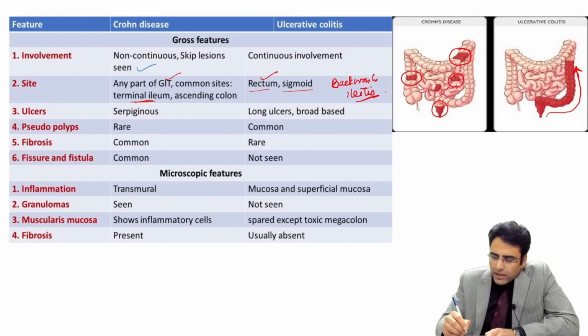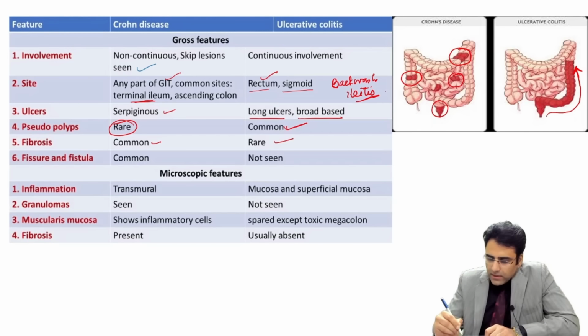After that, the ulcers in Crohn's disease are serpiginous ulcers, whereas in ulcerative colitis, we have long ulcers which are broad-based. Pseudopolyps are rare in Crohn's disease but are a common feature of ulcerative colitis. Fibrosis is common in Crohn's disease but rare in ulcerative colitis. Fissures and fistulae are common in Crohn's disease, whereas they are not seen in ulcerative colitis.